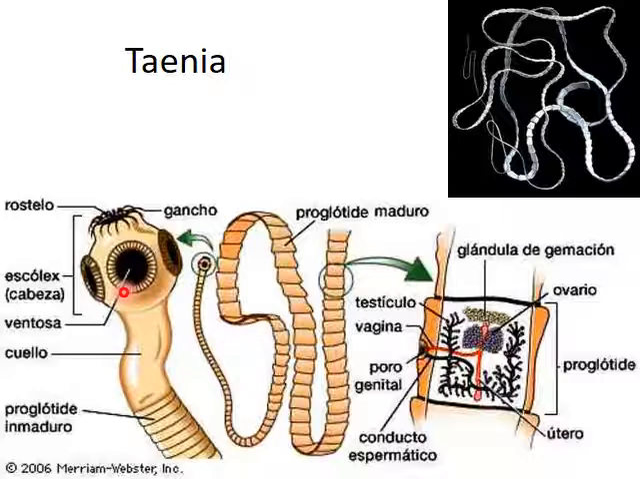As you can see in the picture again, the head part which has the suckers, then comes the body, the immature segments, the mature segments and the gravid segments. As you can see the detail of the gravid segments. In the gravid segments, the uterus after fertilization gets filled with eggs.